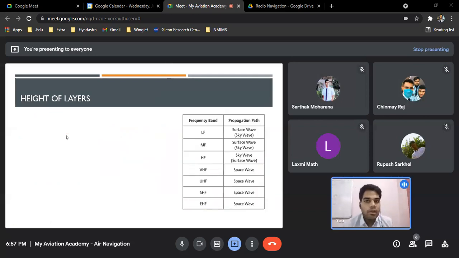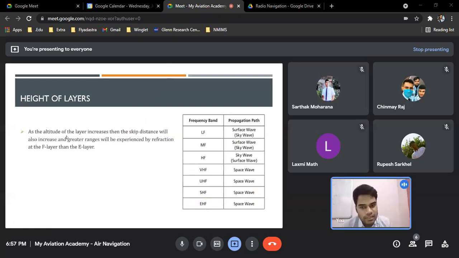Lastly, we'll come to the height of layers in this topic. As the altitude of the layer increases, the skip distance will also increase. Vice versa, if the opposite of what I taught you happens, the skip distance will increase. Greater ranges will be experienced by refraction in the F layer and E layer.